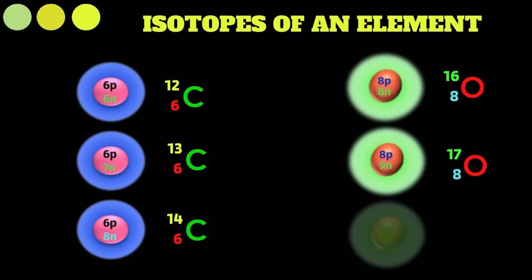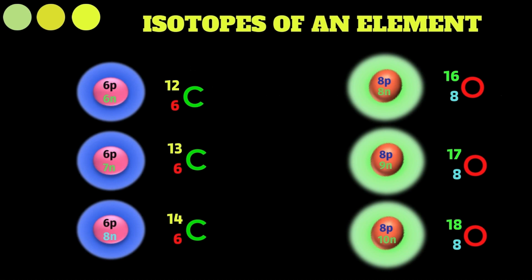This is another atom of the same element because it has the same number of protons. Similarly, the atomic number is written on the lower left of the chemical symbol. It has 10 neutrons as well, so its mass number is 18.